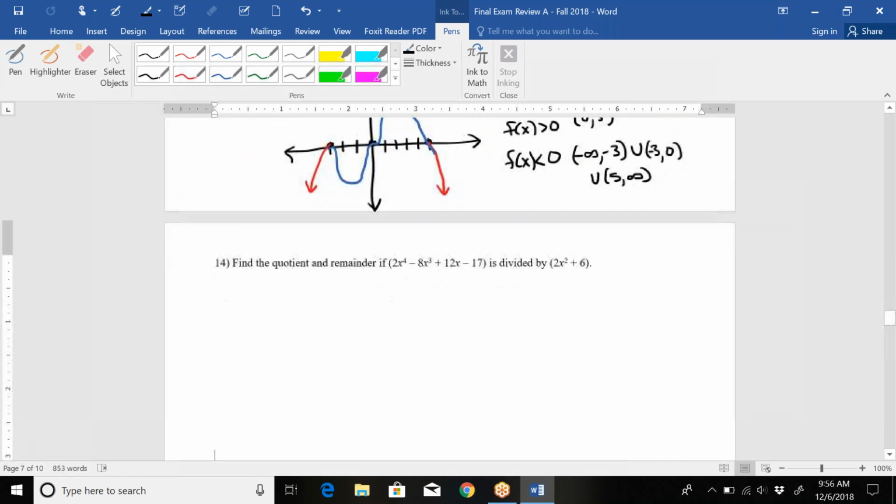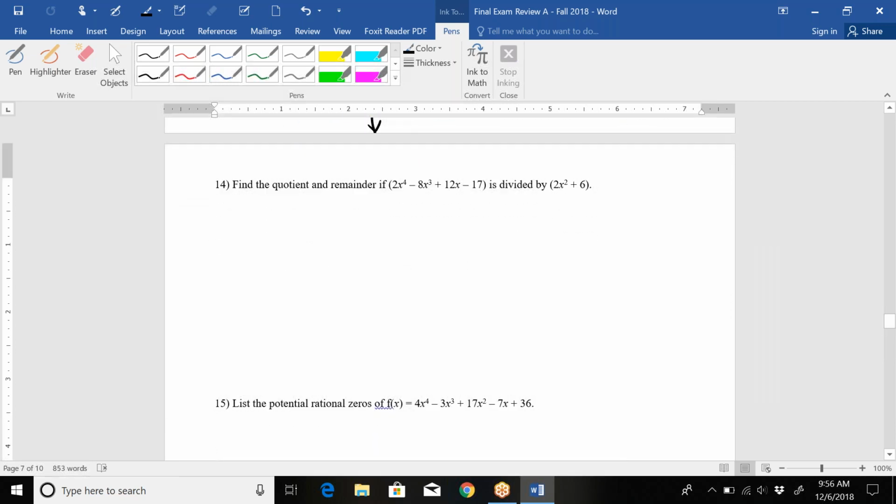Okay, that gets us to number 14. We're doing a long division problem. The reason I know it's long division is, first of all, they asked for quotient and remainder, and we're dividing by something bigger than x to the first. If it was x to the first that you were dividing by, you could do synthetic or long division. But because this is x squared, we have to divide it by long division.